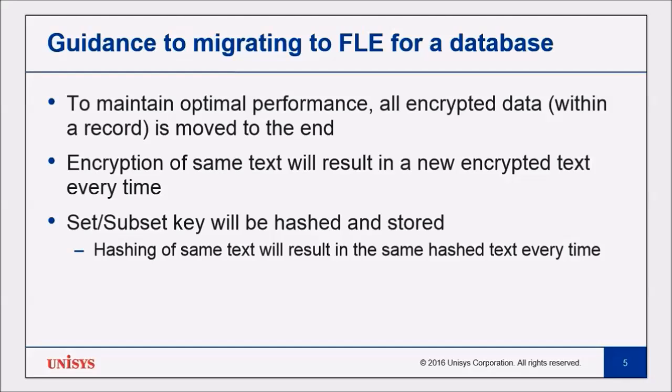Encryption of same text will result in a new encrypted text every time. Due to this, DMS2 uses hashing to handle key items of sets and subsets. Hashing is also strong and powerful and is one-directional. That means that the hashed key items cannot be converted back to plain text.